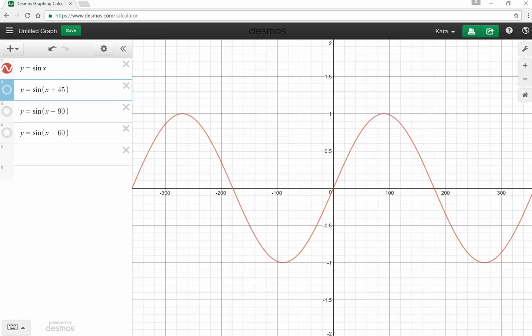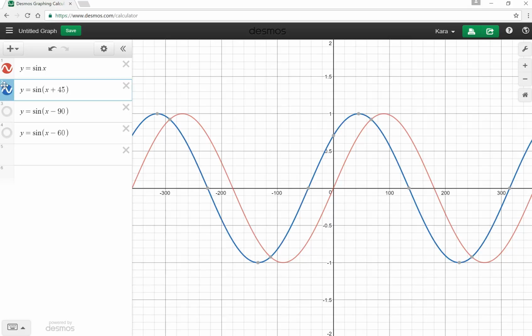Okay, so I've put in our 4 graphs again, and I'm graphing in degree mode, so you'll see that my axes looks a little different. I'm going from negative 360 to 360 here. And let's put in the plus 45 degrees and see how that's going to affect our graph. So we can see our starting point for our sine x is here at 0, 0. And then you can see, because this is a plus 45, we've actually shifted negative 45 here.